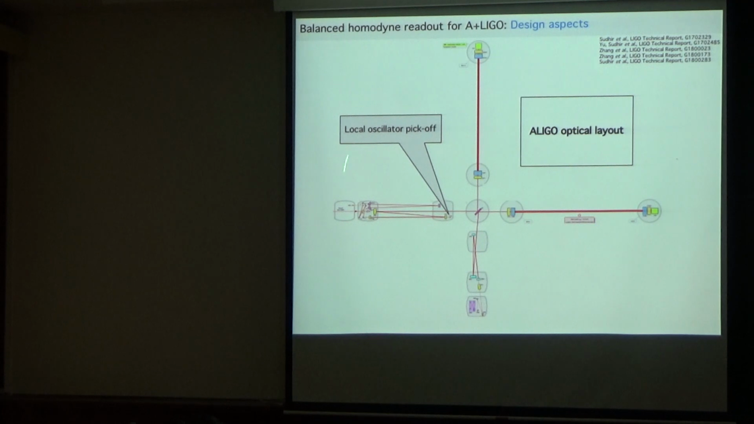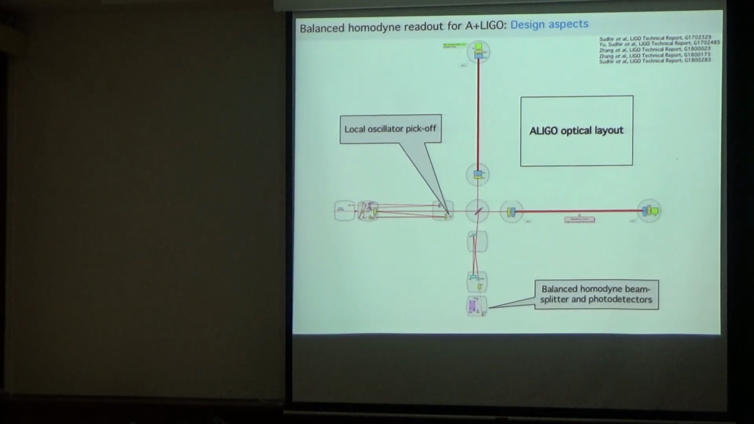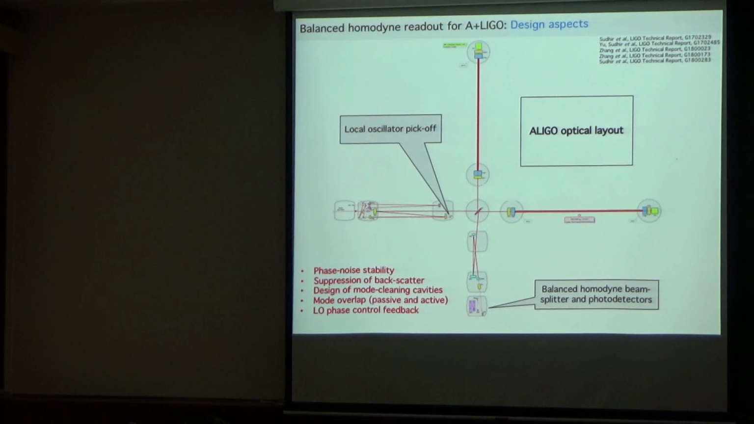So we basically want to pick off our homodyne local oscillator from somewhere here and then bring it to somewhere here to do balanced homodyne detection. And the things that you face when you want to transport a beam of light from here to here, and that distance is about 30 meters, are things like, well, what is the phase noise stability that you have on the local oscillator as you transport it down?